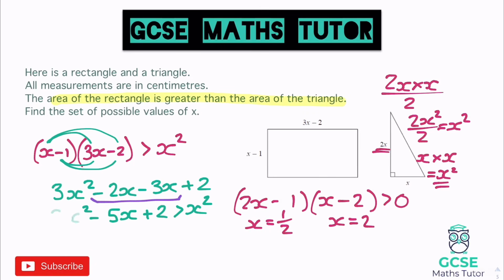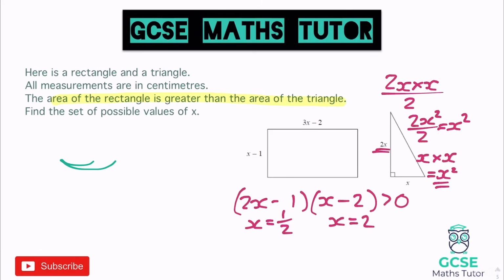And get rid of this working. There we go. Right, so if we've got our quadratic here, we've got two positive solutions. We've got a half and we've got 2. Obviously not drawn to scale there.